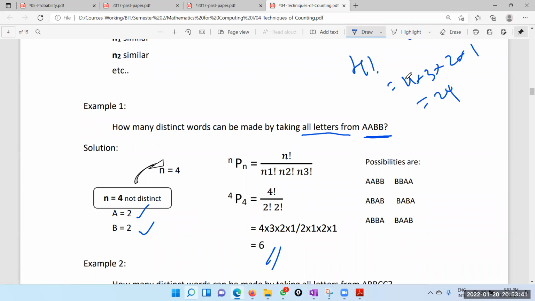They are the same B. So therefore we have a lesser number of arrangements, linear arrangements. Okay.